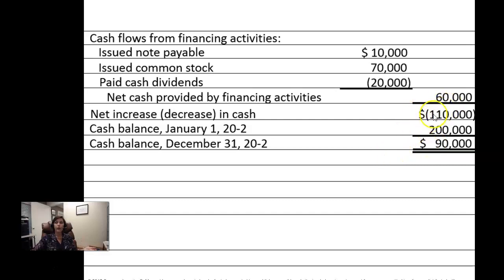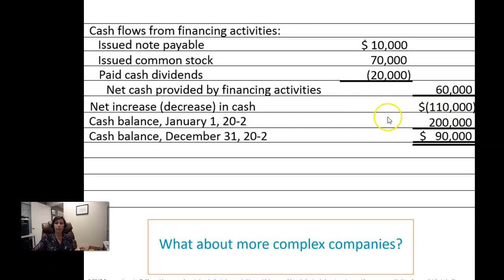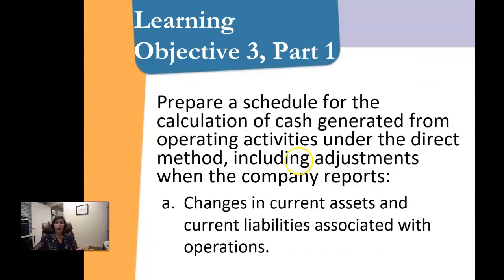And so if this net increase or decrease in cash, after you've computed all three sections of your statement of cash flows, does not match your decrease or increase in cash from the end of one year to the end of the next year, you've made a mistake someplace and you've got to go back. So this is a good checksum figure. And as your slide says, okay, what about more complex companies? And so I am glad you asked.